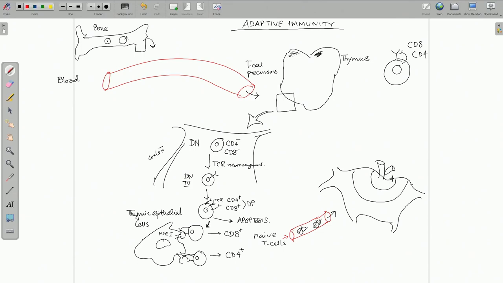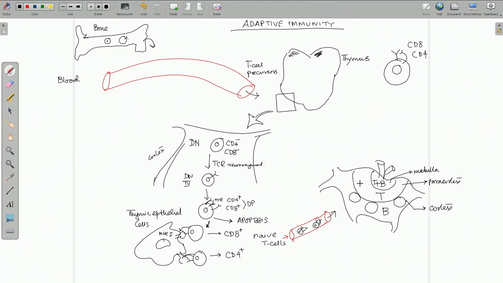three major regions. One is the medulla, the paracortex, and the cortex. The medulla is mostly filled with T and B cells, the mature B cells and the naive T cells. The paracortex is the site for T cell activation, and the cortex is primarily the site for B cell activation. We will talk about the cortex or B cell activation when we study humoral immunity. For the time being, let us concentrate on the paracortex, where T cell activation occurs.